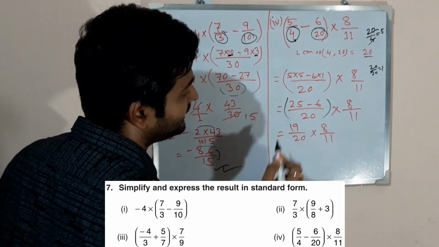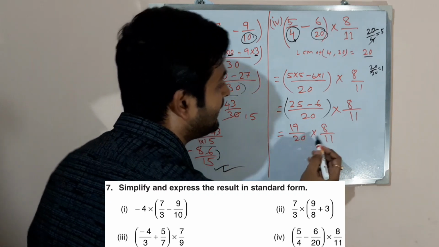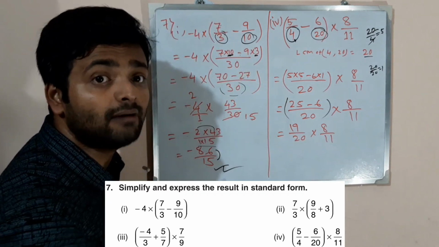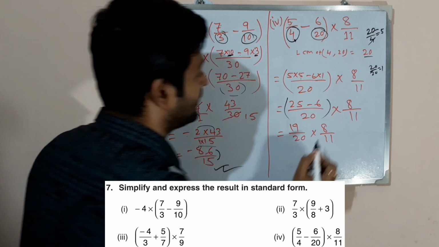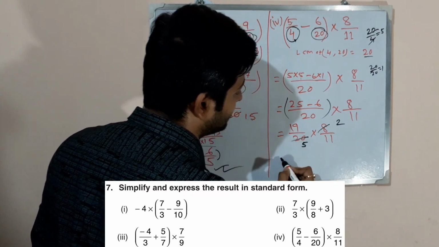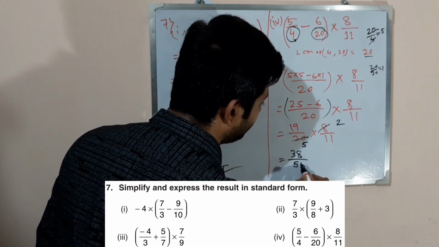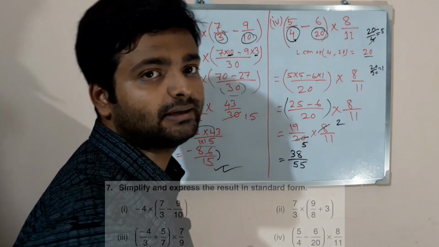Now if you subtract this, you will get 19 by 20 into 8 by 11. Now you can see over there 8 and 20 can be cancelled. They have a common factor, that is 4. So 4 2s are 8, 4 5s are 20. Then 19 2s are 38 by 55. So this is the answer.